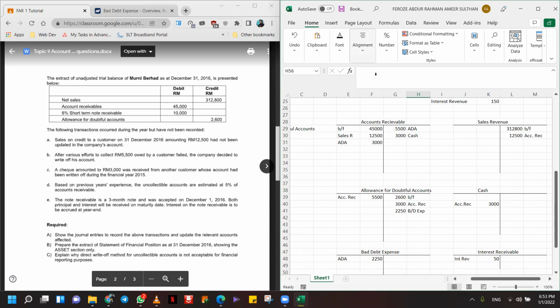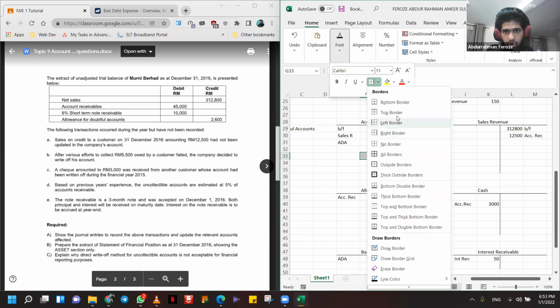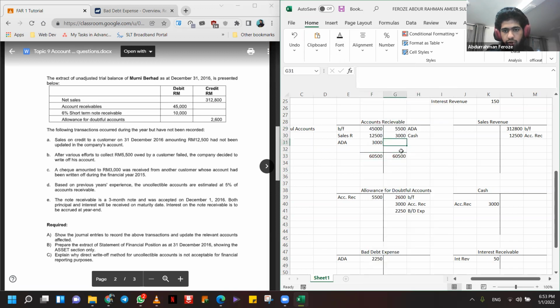Now we have to balance it off, right? So how much would it be in total? This would be 60,500. So the balancing amount would be this.